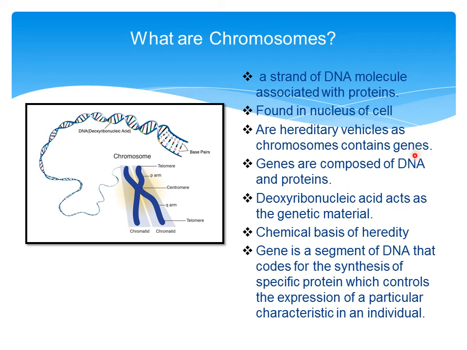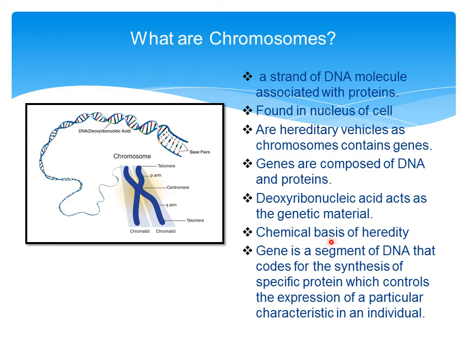So what are these genes? Genes are composed of DNA and proteins. Now again, what is this DNA? This is a new term. DNA is deoxyribonucleic acid which acts as a genetic material. And this is the chemical basis of heredity. So what is the chemical basis of heredity? DNA or deoxyribonucleic acid is the genetic basis of heredity.